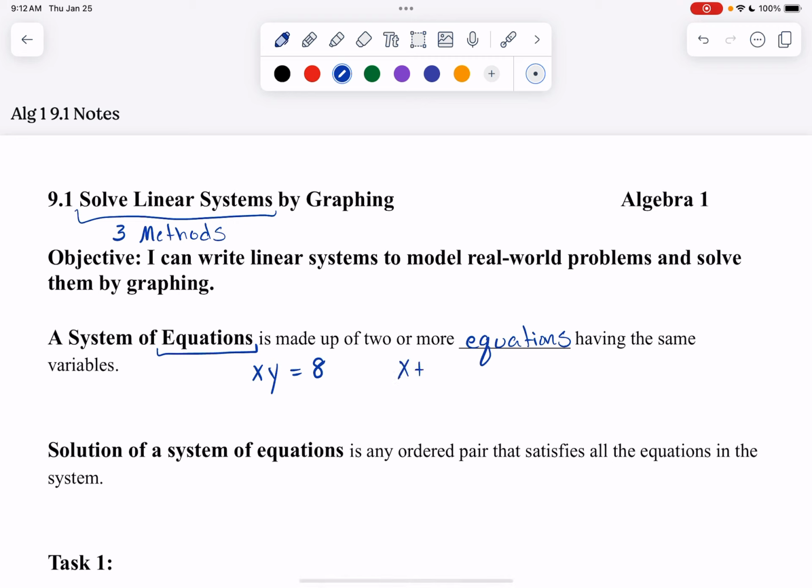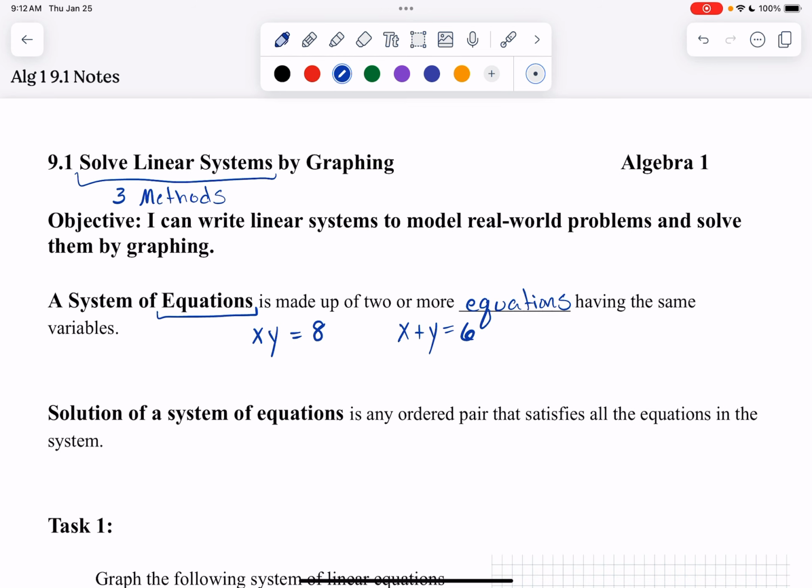For example, X times Y equals 8, and X plus Y equals 6. So a system of equations, there's my two equations. Next we're talking about a solution of the system of equations, which is any ordered pair that satisfies, important word here, all the equations in the system. So we're still going to have a solution that's an ordered pair, like an X comma Y, but it needs to satisfy all of them.